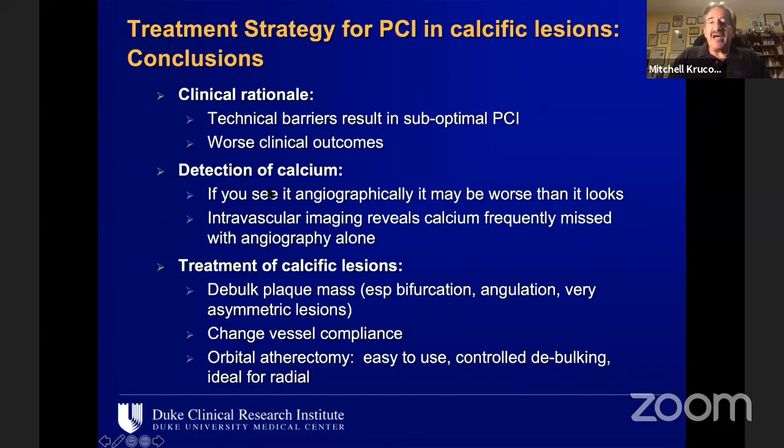In detection of calcium, if you see it angiographically, it's very likely to be bad. But if you don't see it angiographically, particularly if you're working in my country with obese patients, calcium is frequently there. You just need intravascular imaging to actually see it if you don't see it with angiography.